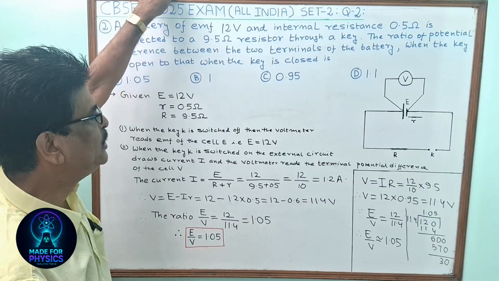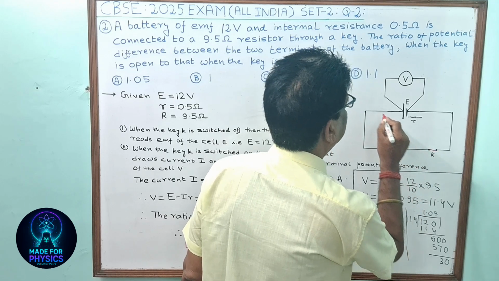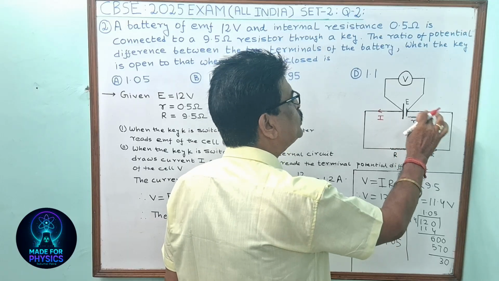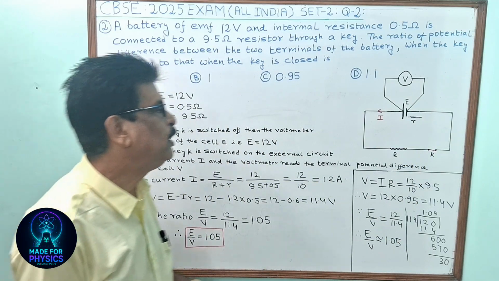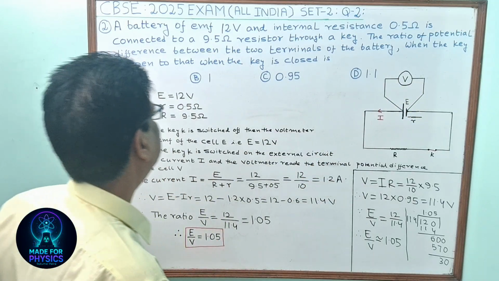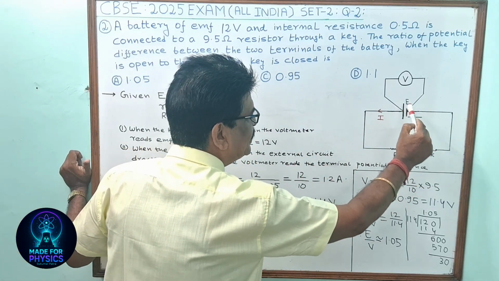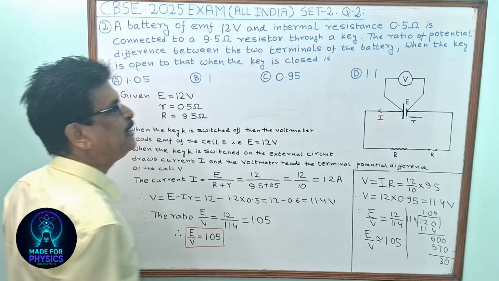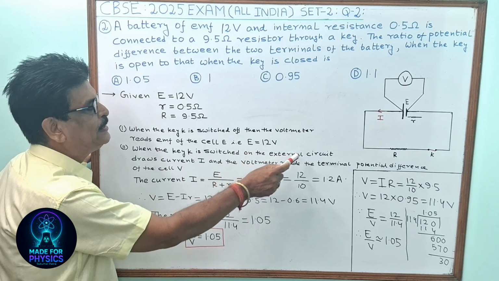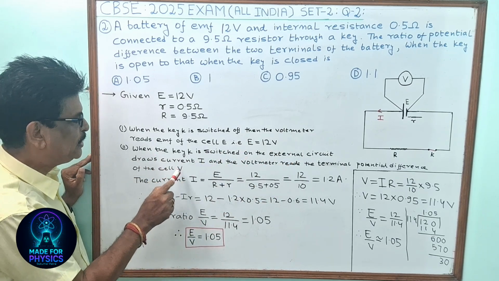Now when this key is switched on, a current will flow through this, and as a result there will be a potential drop across the resistor, and the voltmeter will now read the terminal potential difference of the cell. When the key is closed, current flows through the external circuit and the voltmeter reads the terminal potential difference of the cell. So when the key K is switched on, the external circuit draws current I and the voltmeter reads the terminal potential difference V.